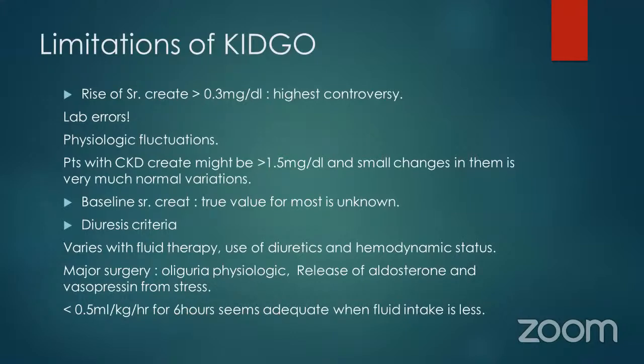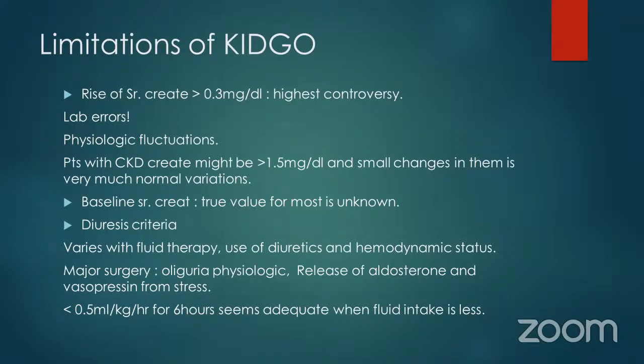The second point was the baseline creatinine level. But the true baseline for most patients, we don't know it. And the third point is the diuresis criteria. Diuresis criteria varies between patients. When you use diuretics and excessive fluid therapy, diuresis happens significantly despite the kidney injury. Like in major surgery, the oliguria is most of the time a physiologic process, due to the release of aldosterone and vasopressin from the stress.